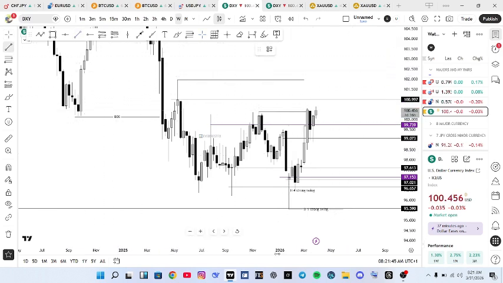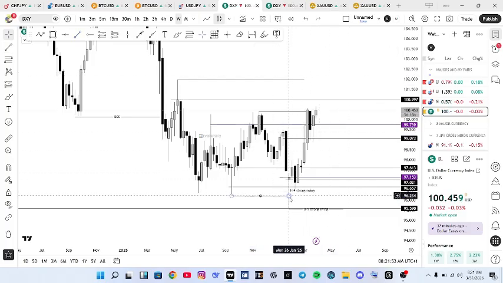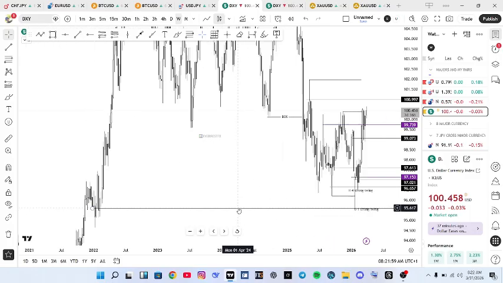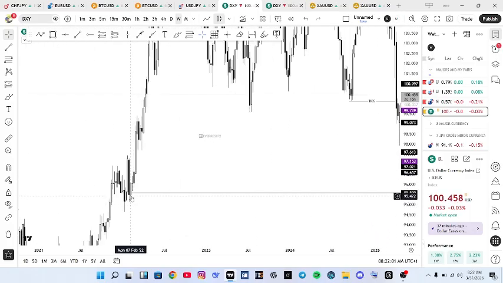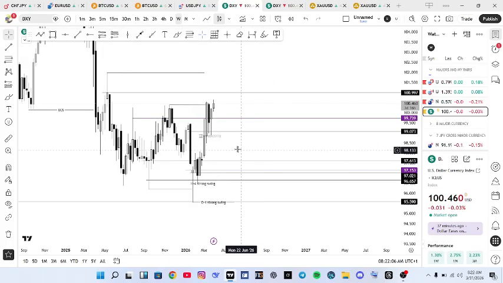Because this place here was a sweep. This was actually a sweep. Price swept this place but didn't close below it. Tapped into this level. Look at this level from the weekly time frame. Now tapped into this level and gave us a break of structure.